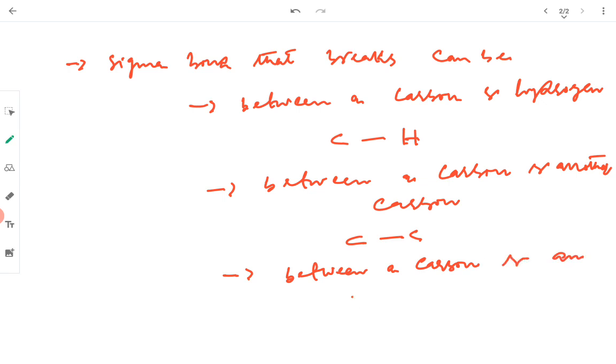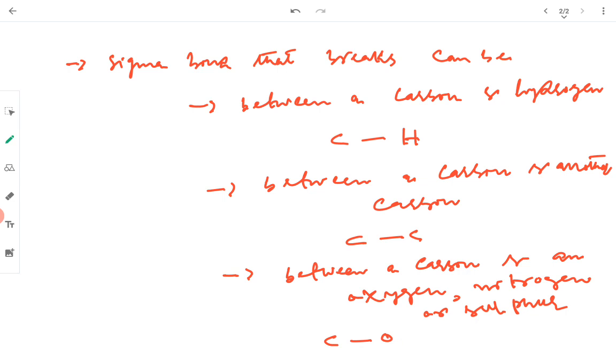or it can be between a carbon and an oxygen, nitrogen, or sulfur. Means they can be these types of bonds: CO, CN, or CS. So these are the different possibilities. This is possibility number one, this is possibility number two, this is third, this is fourth, this is fifth, and this is sixth.